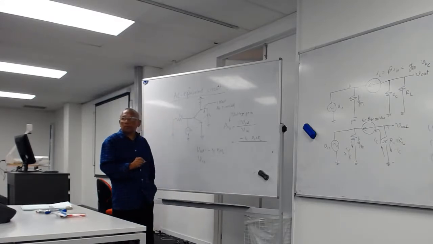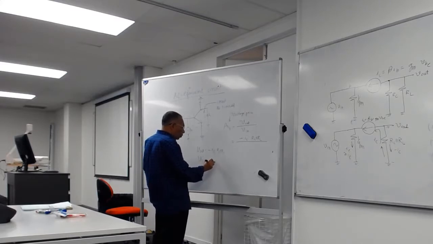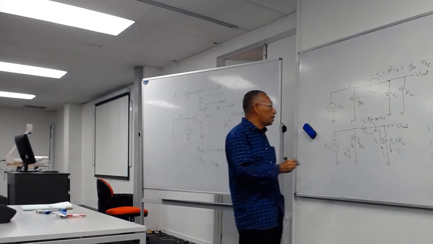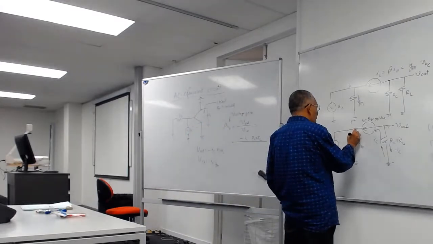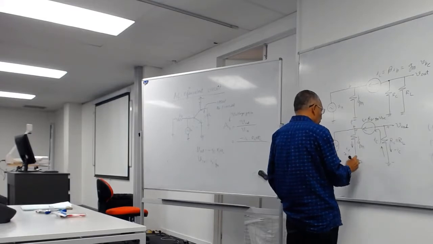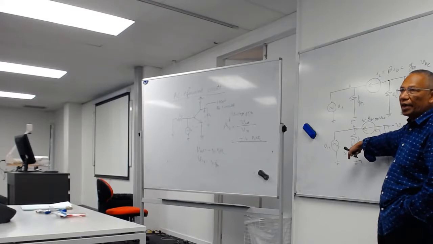IC over here. Sorry, IC into 1 upon GM. This will be in emitter current. So if you look at this, this is the VBE. The emitter current is flowing in the correct direction, so there is no need of a negative signal here.